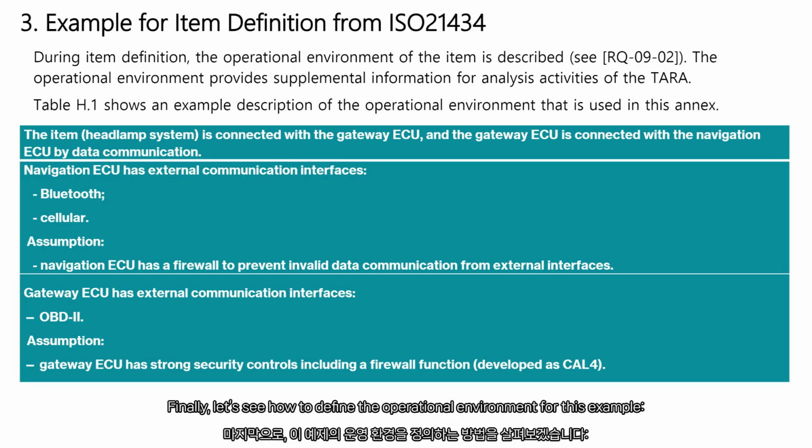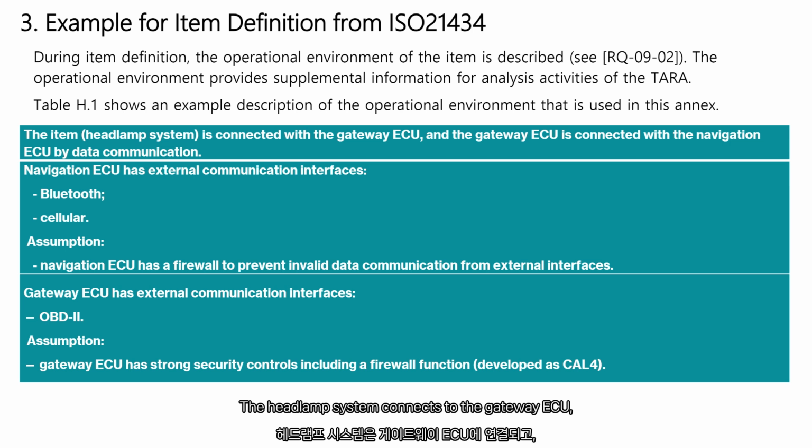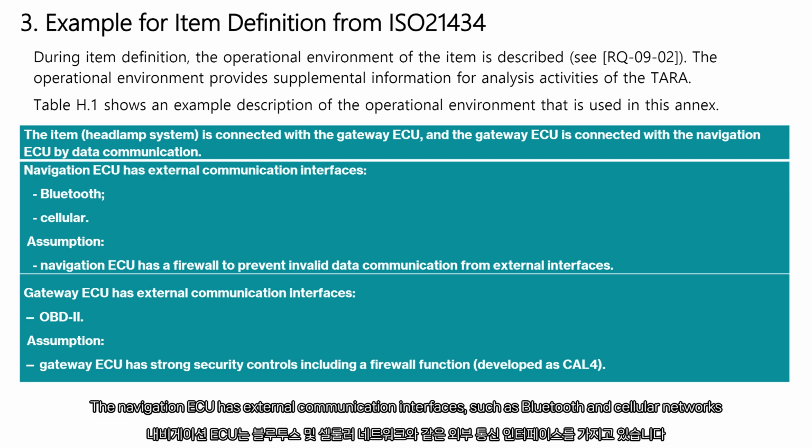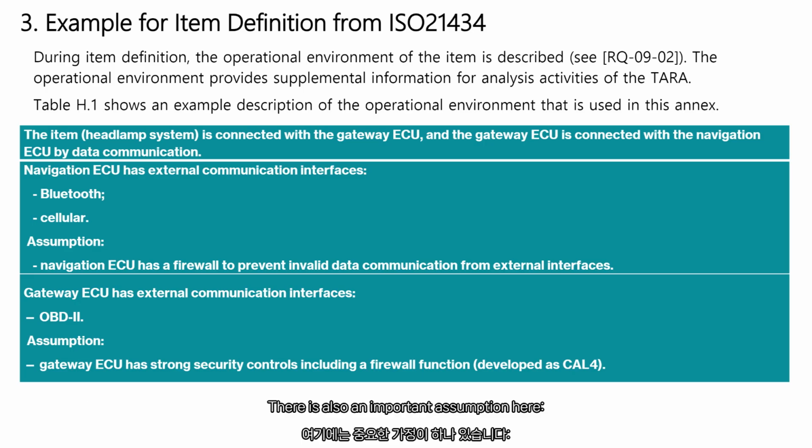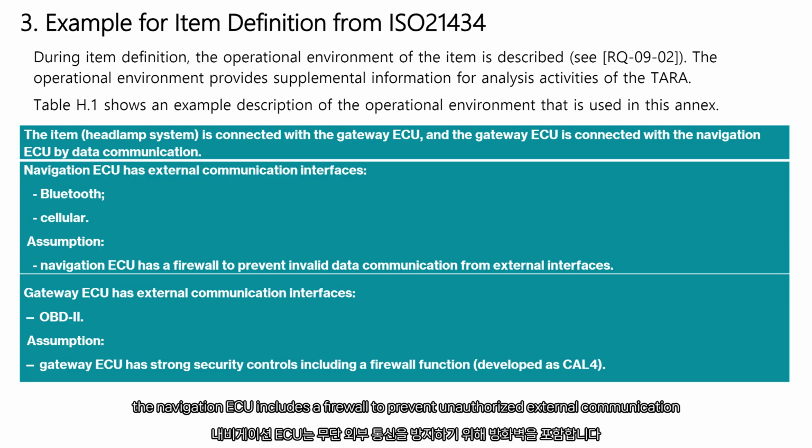Finally, let's see how to define the operational environment for this example. The headlamp system connects to the gateway ECU, and the gateway ECU connects to the navigation ECU. The navigation ECU has external communication interfaces, such as Bluetooth and cellular networks. There is also an important assumption here. The navigation ECU includes a firewall to prevent unauthorized external communication.